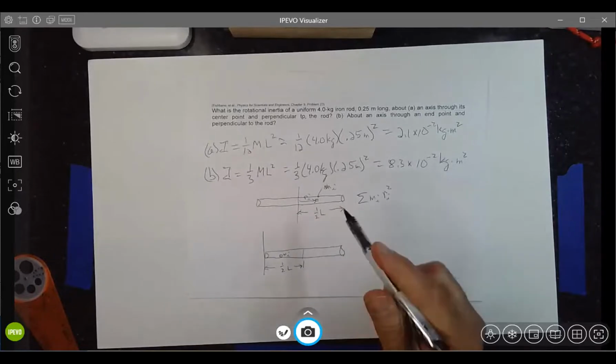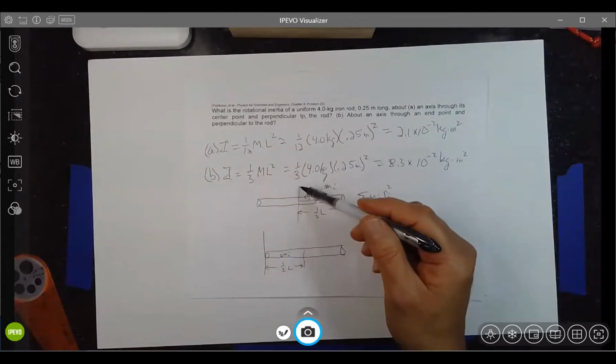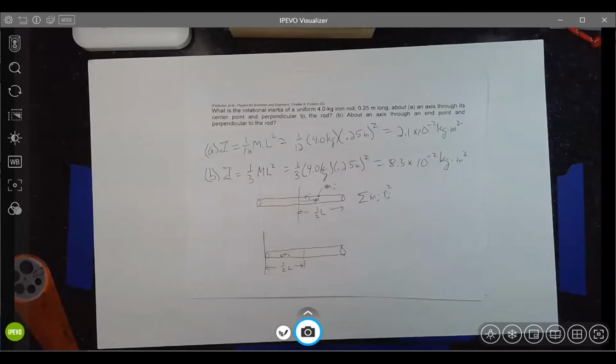Now, turns out the lowest rotational inertia for an object is always going to be the one that goes through the center of mass of the object. And so that's the least amount. The rest of them are all bigger. They do a proof in the book of something called the parallel axis theorem.